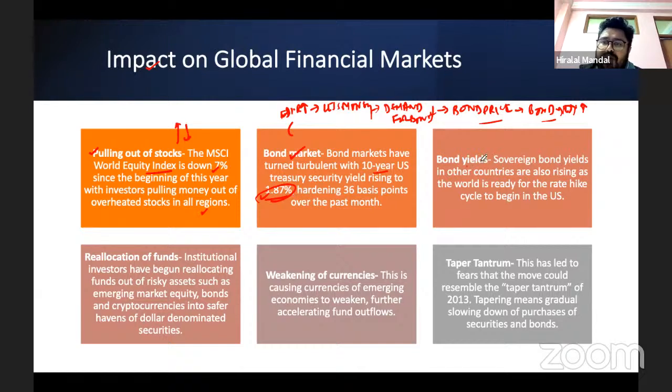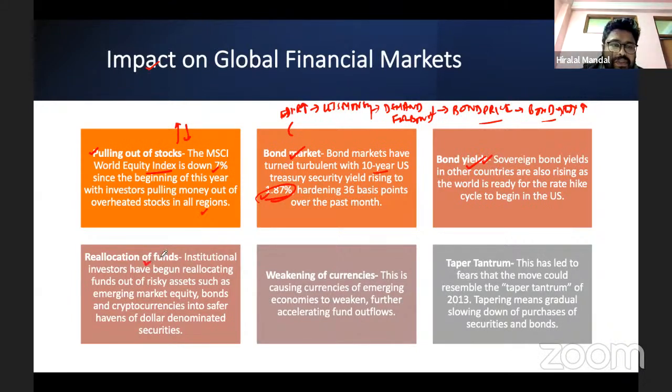I told you the sovereign bond yields will increase, and as a result of this, the government will stop borrowing from the market. And if it borrows, it will increase the cost of borrowing for the government. Let's say there are many governments where the money will not be available. In that case, if they require to borrow money from the market, they will have to borrow at a higher interest rate because the bond yield has increased.